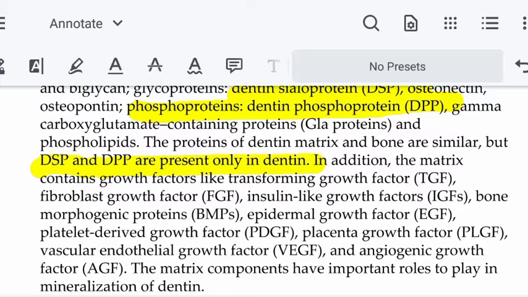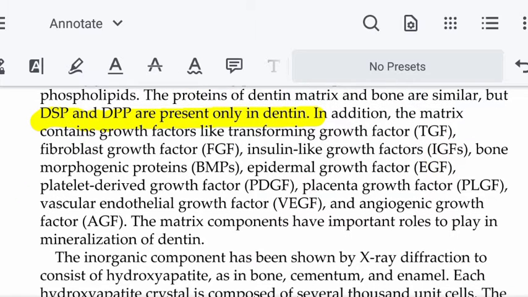In addition, the matrix contains growth factors like transforming growth factors, TGF, fibroblast growth factors, FGF, insulin-like growth factors, IGF, bone morphogenic proteins, BMPs, epidermal growth factors, EGF, platelet derived growth factors, PDGF, placental growth factors, PLGF, etc.